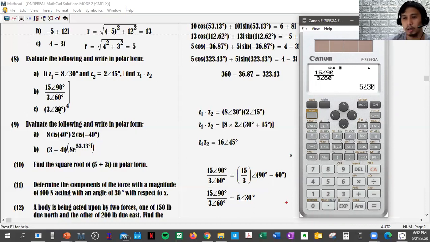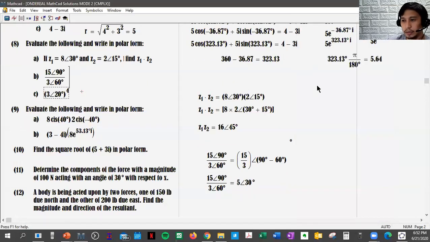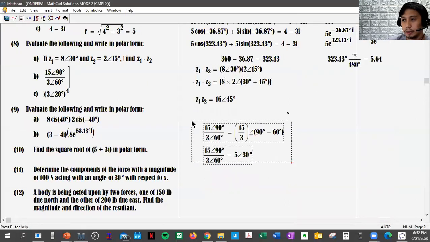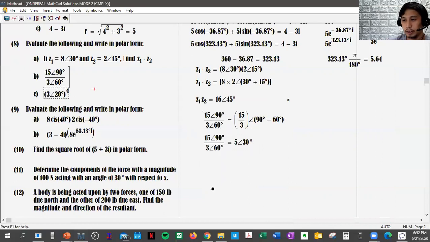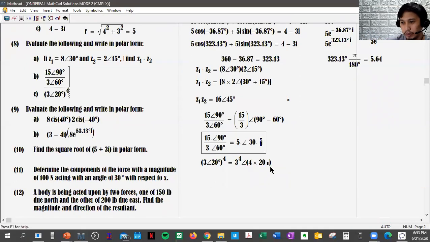Now, how about this? 3 angle 20 degrees. So if we are to evaluate this, dito na tayo. Evaluating 3 angle 20 using De Moivre's theorem, that should become r or 3 raised to n or 4, then angle 4 times 20 degrees. Okay? 4 times the 20 degrees.